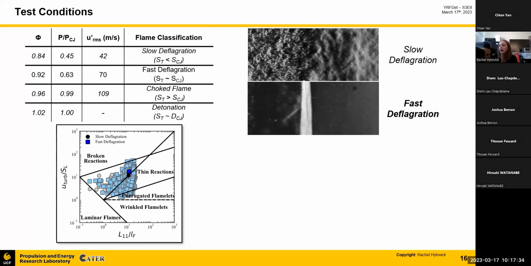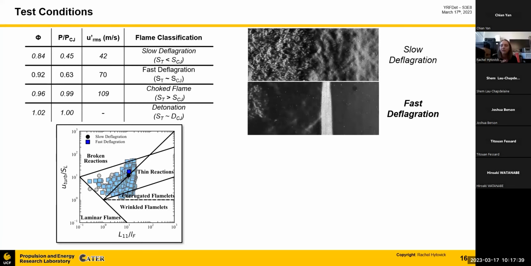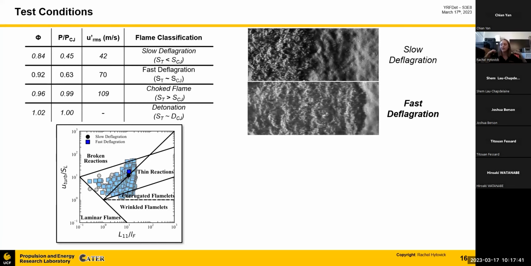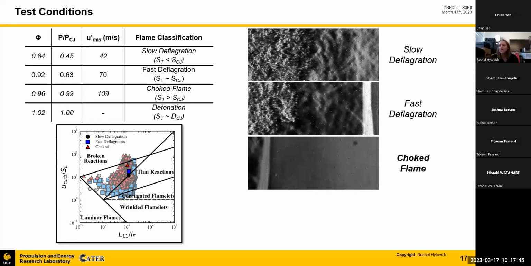You can see a little bit more compression happening on the flame front, and we'll go into more of that in a second. And then the last thing we'll talk about that we actually have turbulence measurements for will be the choked flame. And like I said, we're talking about this when our flame speed is moving faster than the speed of sound of our products. And we see a lot higher U prime measurements at about 109 meters per second. We're also right under CJ pressure, so we're at 0.99. And then our equivalence ratio is getting closer to stoichiometric.